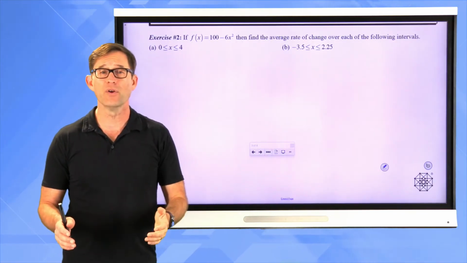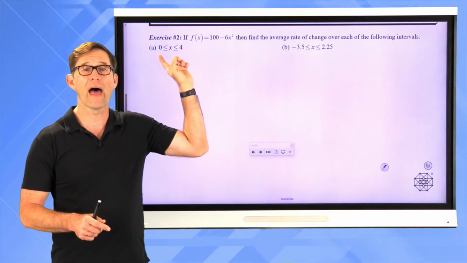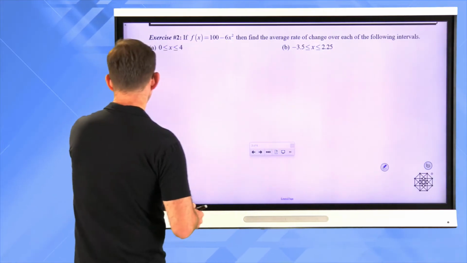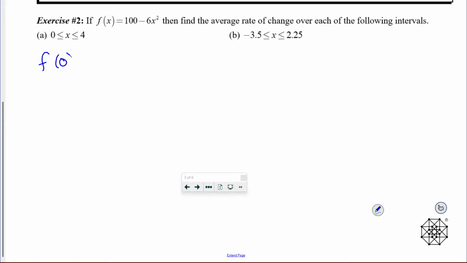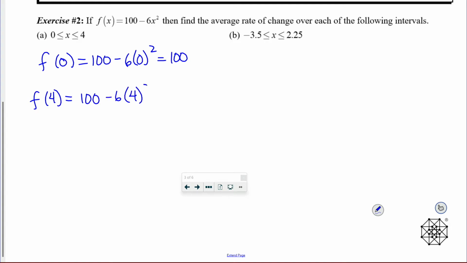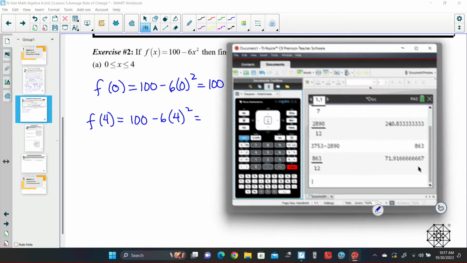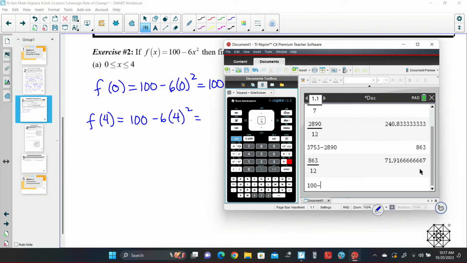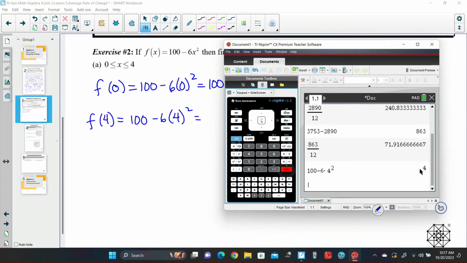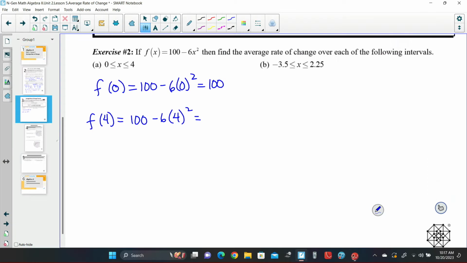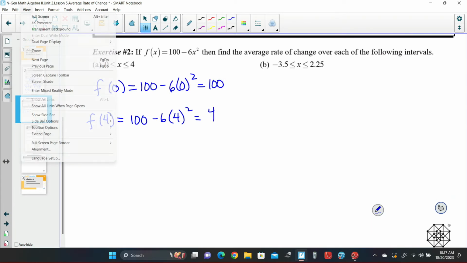The first thing I want to do is figure out what my y values are at my two endpoints. Real simple. First thing I want is f of 0. That's going to be 100 minus 6 times 0 squared, and that will be 100. f of 4 will be 100 minus 6 times 4 squared, and maybe I'll just use my calculator for that. Not that I want to think about the arithmetic that much. Minus 6 times 4 squared, and that's going to be 4.